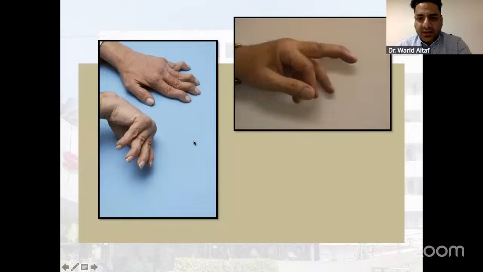This is again a picture of a rheumatoid hand. You can see a swan neck deformity on the left hand side, and you can see maybe a boutonniere deformity in the little finger. And this again is a deformity at the distal phalanx level, and this is probably a mallet finger. You can see the fingertip is dropped.